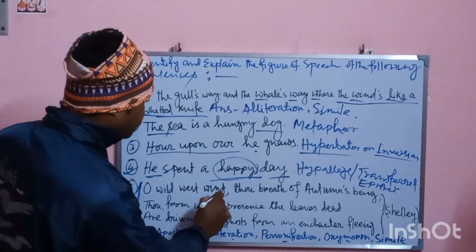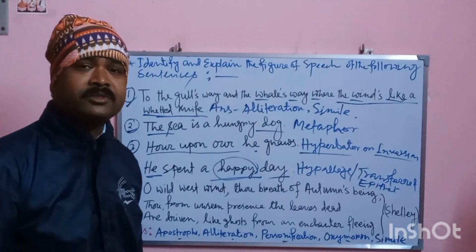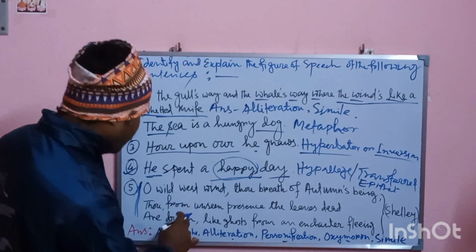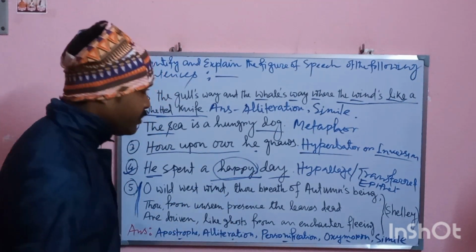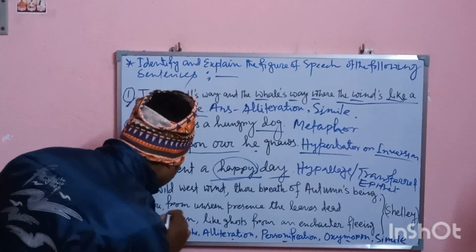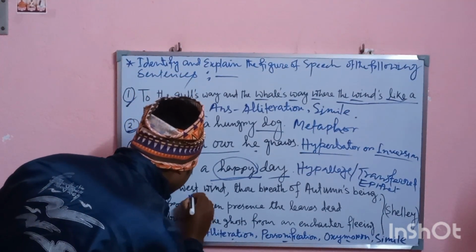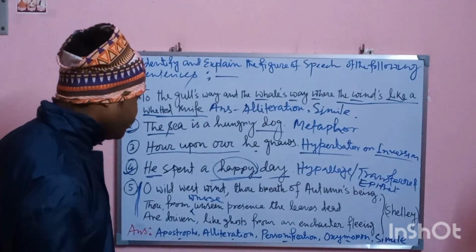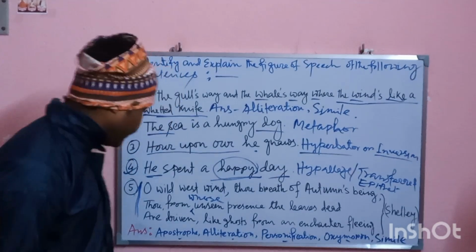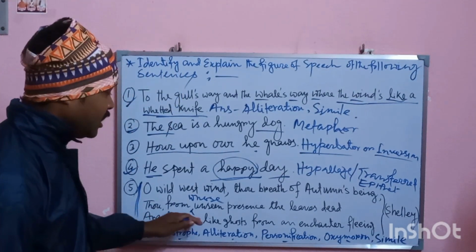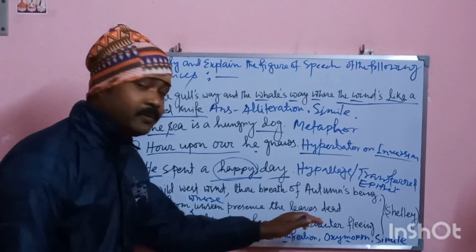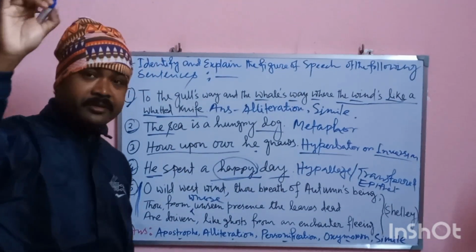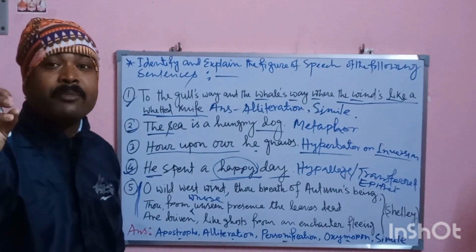Oh, wild west wind, thou breath of autumn's being, thou from whose unseen presence the leaves dead are driven like ghosts from an enchanted tree. So, oh wild west wind, that is an example of apostrophe.